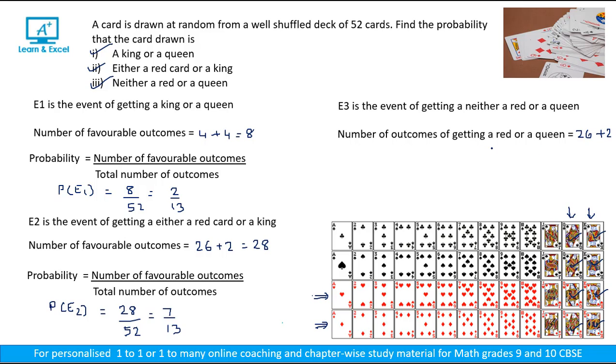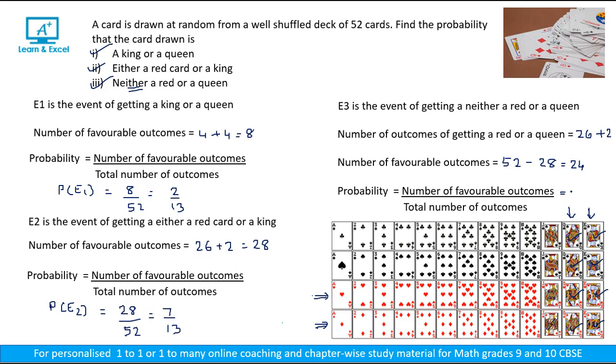So the number of outcomes of getting a red card or a queen is 28, but we have to find the probability that it is neither a red card nor a queen. That means it is any other card other than the red card or a queen. So the favorable outcomes will be the total number of outcomes 52 minus 28, which is equal to 24. The probability of the event E3 occurring will be 24 divided by 52. Simplifying, we get it as 6 upon 13.